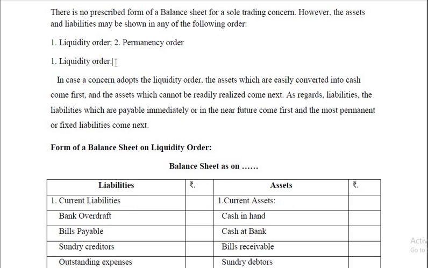Liquidity order means what? If you come to the asset side, all assets which can be converted into cash easily, they are written first, entered first. And those assets which cannot be converted that easily and they are almost permanent, they are written at the end. Similarly, as far as liabilities are concerned, liabilities to be paid immediately or in the very near future come first. And most permanent or fixed liabilities come at the end.